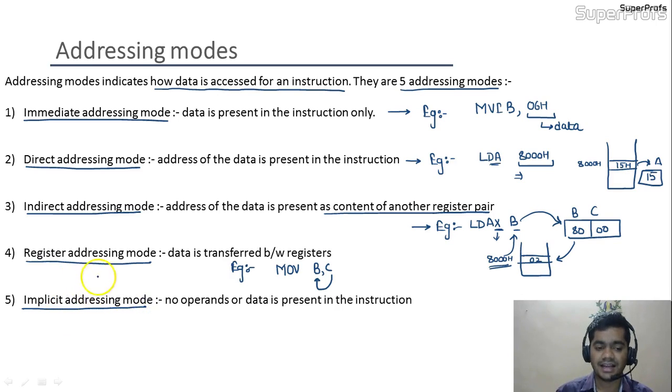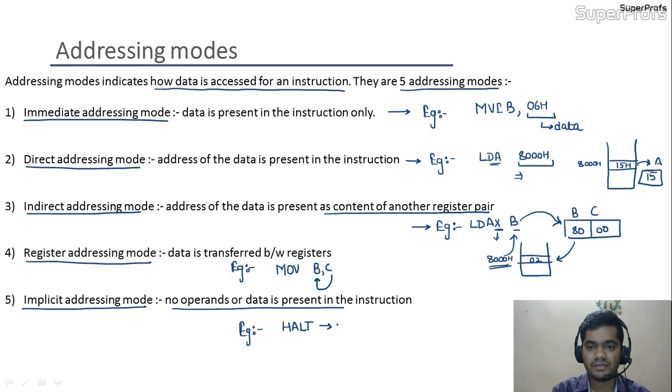The fifth and the last addressing mode is implicit addressing mode, where no operands or data are present in the instruction. So for example, we can take a halt operation. The function of this halt instruction is to stop the sequence of the program. With the halt instruction, you can see there is no data or operand present. That's why it is known as an implicit addressing mode.